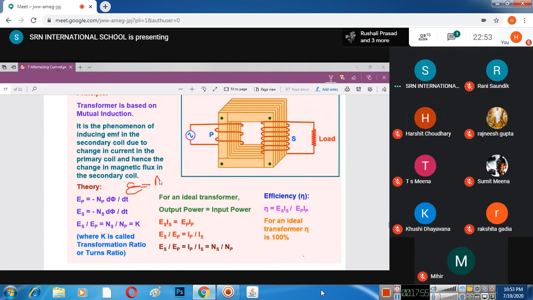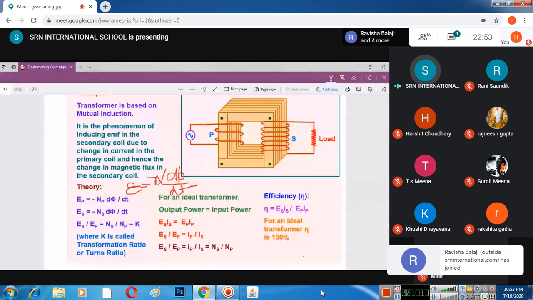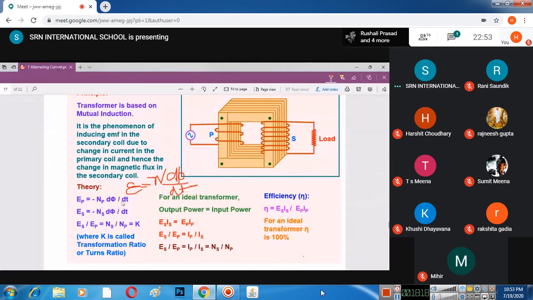Yes sir. Okay, now see, this equation E is equal to minus N d phi by dt was given by Faraday, Faraday's law of electromagnetic induction that we studied in the previous chapter. Now if we write the same equation for the primary and the secondary, then EP is equal to minus NP d phi by dt. Flux linked will be the same. For the secondary, ES is equal to minus NS d phi by dt.